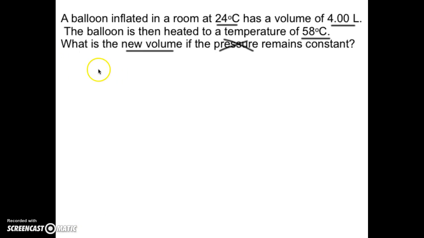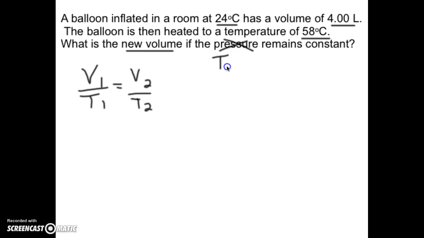So with Charles's law, that's V1 over T1 equals V2 over T2. Now, the real important thing to remember here, the temperature in the equation has to be in Kelvin, so we're going to have to make those conversions.